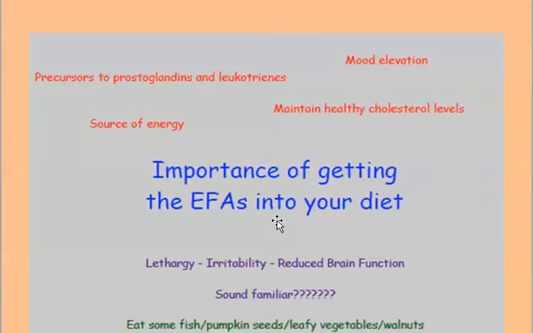So these essential fatty acids are a good source of energy. They're important precursors to other substances. They can actually lift your mood, help, as I say, protect against that LDL. If we don't have enough, we get a little bit lethargic, a little bit tired, and a little bit cranky. So where do we get them from? Well, fish, pumpkin seeds, leafy vegetables, and walnuts, as you can see there.